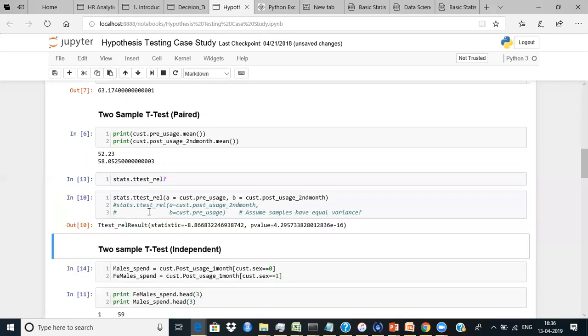See, this sign just flipped. Everything else remains same. What does this negative mean? Negative means A is less than B. Less than B. Make sense?